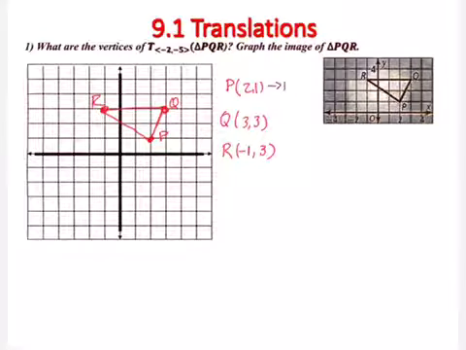So in this case, P prime, we have -2 plus 2, which gives us 0. -5 plus 1 gives us -4. So P prime is at 0, -4. So 0, -4 puts us here. We could have also just counted backwards. So we're going 2 left, down 5. Well, that puts us right there. So this would be P prime.